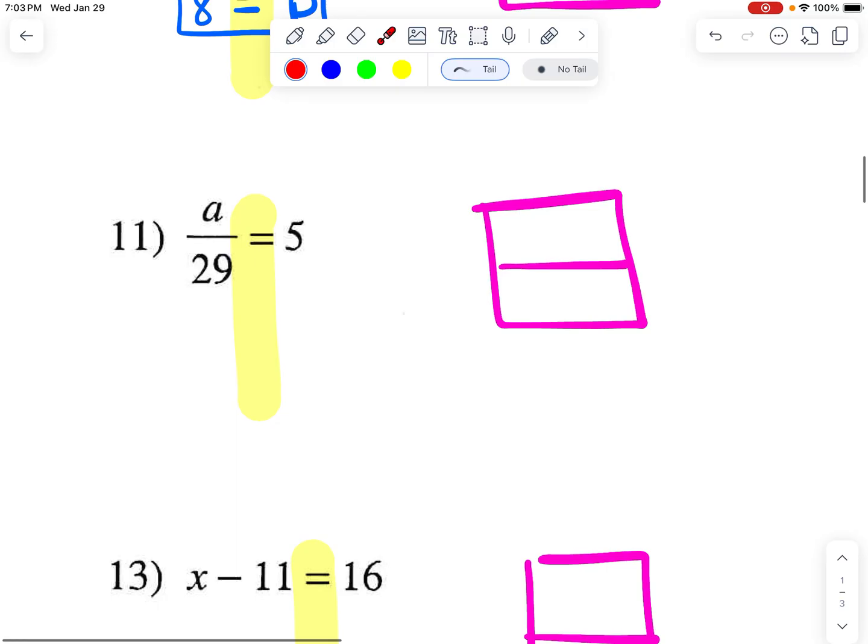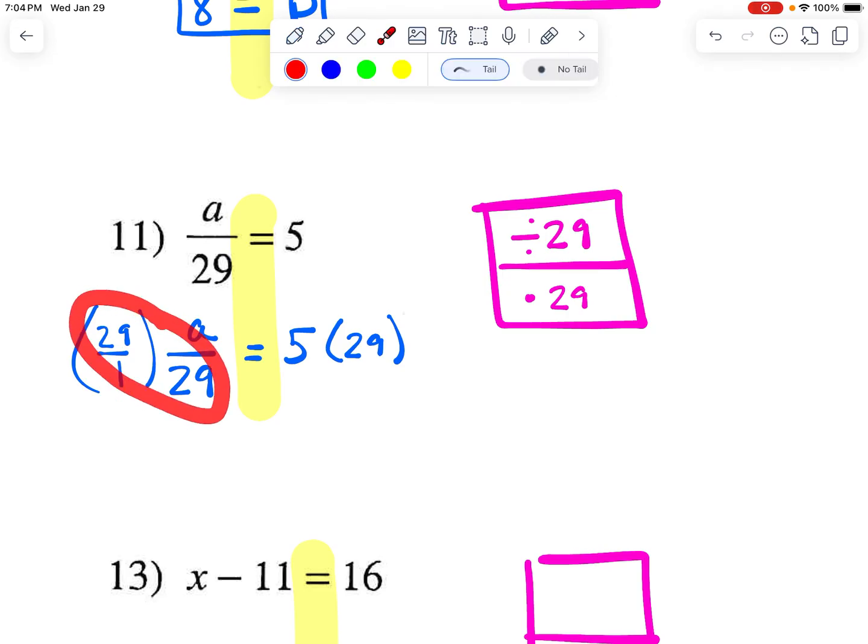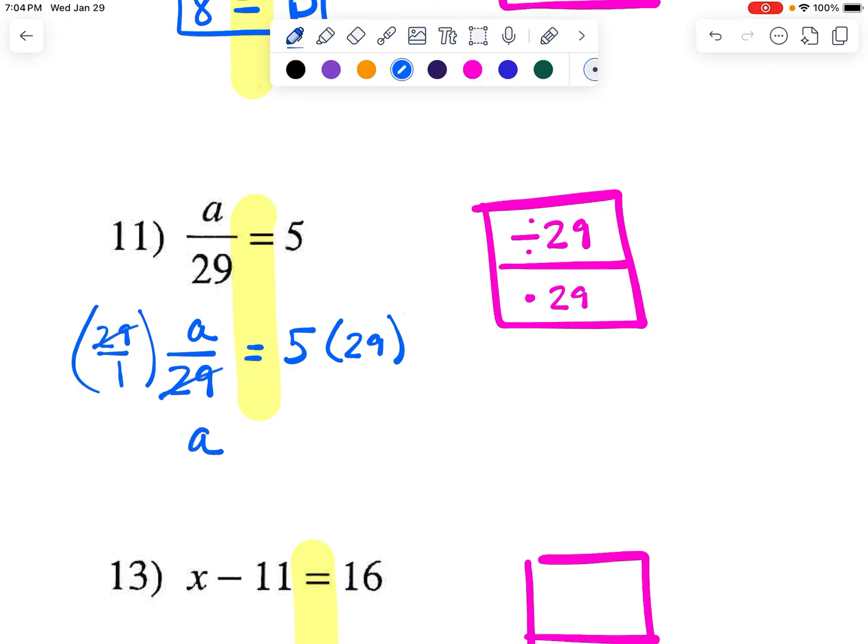Okay, so this one here, you have a divided by 29 is equal to 5. I rewrite it because there's not enough space over here. So a is being divided by 29, and the opposite of that would be to times by 29. So we use hugs on the left, and we have hugs on the right. So 29 divided by 29, those 29s essentially cancel, and that's how we get 1A.